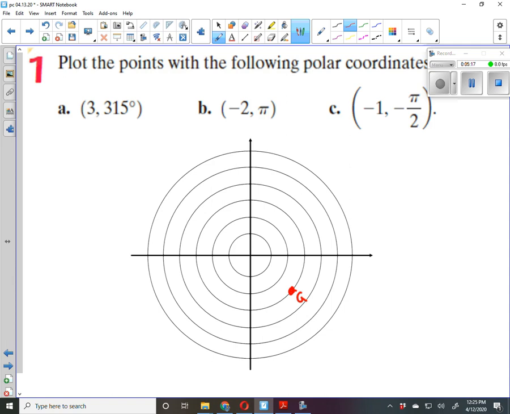B says we're going to plot -2. Remember, -2 goes this direction, -1, -2, and it's rotating pi units. Well, remember, the positive rotation is counterclockwise. Pi units is going to put that here. So again, that's B. C is -1, going negative again, this direction, rotating -pi/2. Remember, the negative rotation goes this way. -pi/2 puts you right here. And again, C. All right, you may have to go back and look at those again and get them figured out.